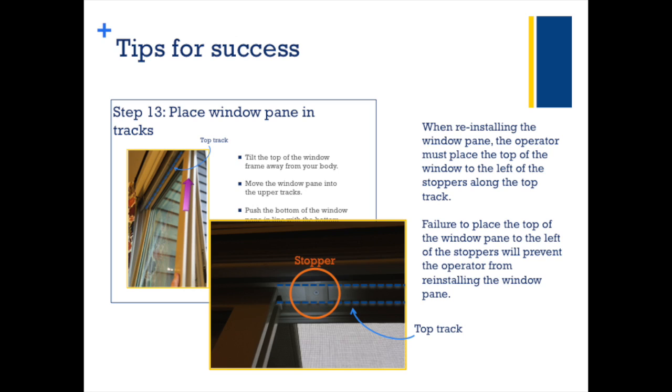Similar to when the window pane was removed, the operator needs to be aware of where the stopper is when they reinstall the window pane. The operator must place the top of the window to the left of the stoppers along the track. Failure to place the top of the window pane to the left of the stoppers will prevent the operator from reinstalling the window pane.